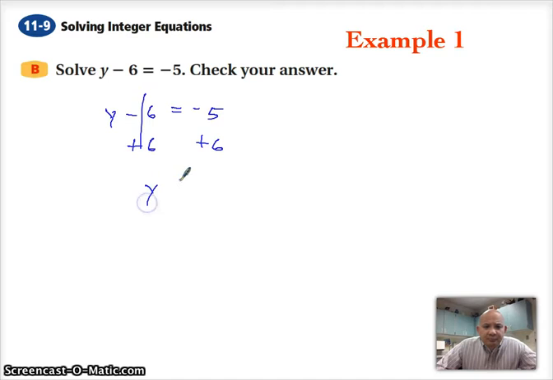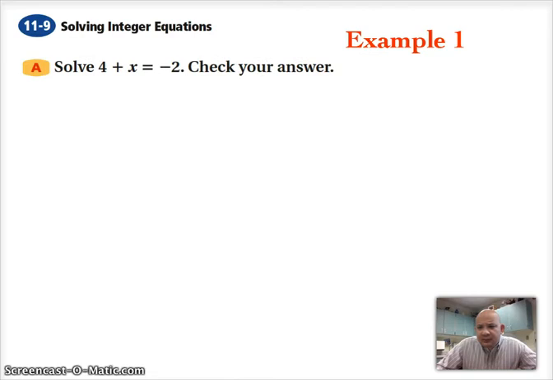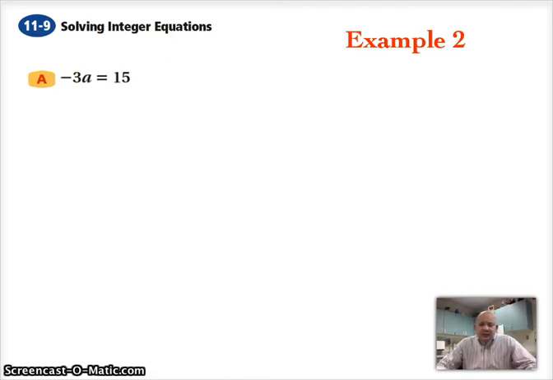So y equals, well, what's negative 5 plus 6? I can pretty easily do that in my head. You have a 6 and a negative 5. That gives me a 1. So y equals 1 in this case. Let's go to a couple of other examples, this time involving multiplication and division.